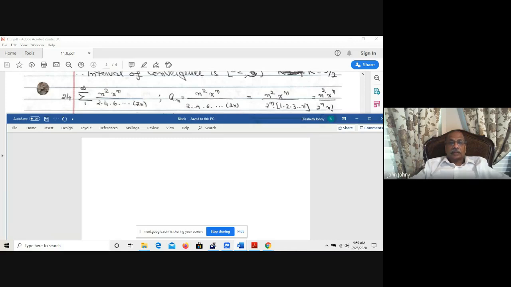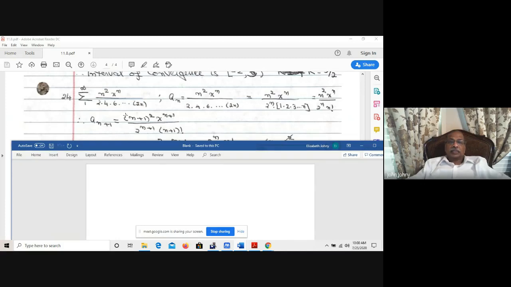And you see 2 is a common factor everywhere in the denominator. So that is 2 to the power of n. Factoring out the 2 from all the even numbers here. So n square x to the n divided by 2 to the power of n times 1 times 2 times 3 times etc. up to n, which is n factorial. So an reduces to n square x to the n over 2 to the n times n factorial.